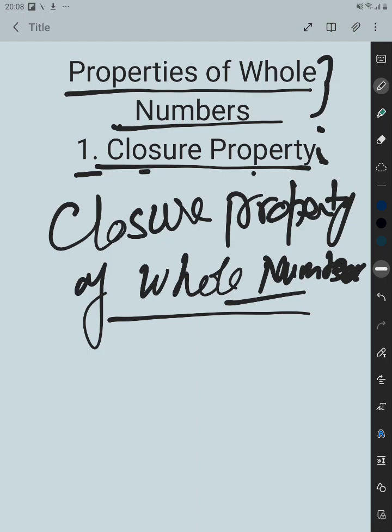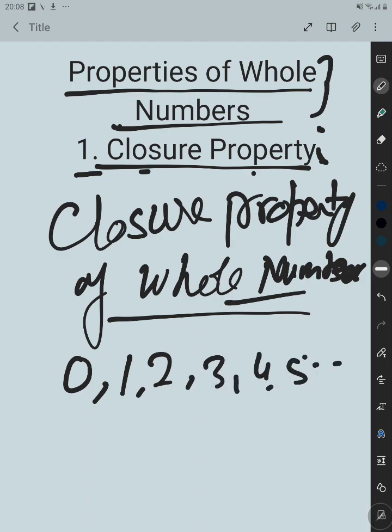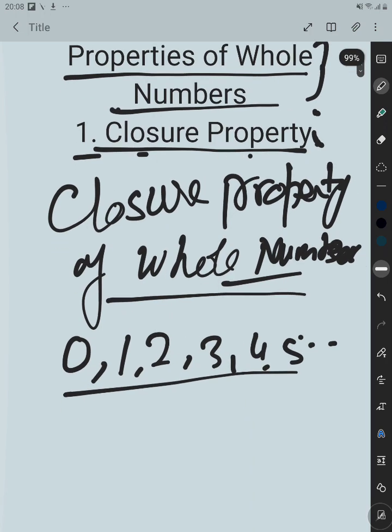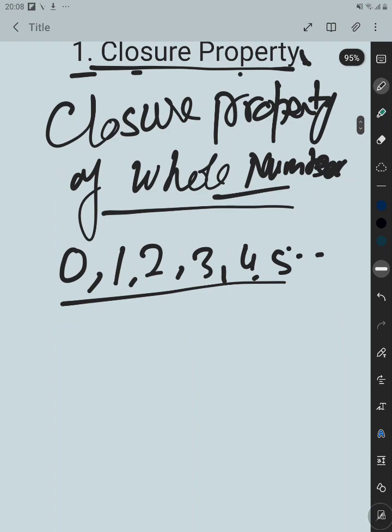So first of all, we need to understand what the whole numbers are. Whole numbers start with 0, then 1, then 2, then 3, 4, 5 and so on. So these are the whole numbers. We need to understand for which operation the closure property of whole numbers is true, or for which it is not true.